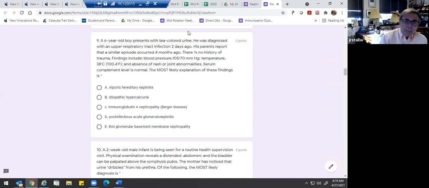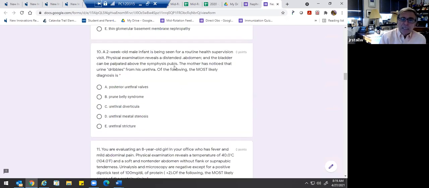Number 10, 2-week-old infant is being seen, routine health, has a distended abdomen, bladder can be palpated. The mother's noticed that urine dribble. Well, here, dribbles is the key word. And a 2-week-old newborn who dribbles, just don't even go any further. That's the posterior urethral valve. And a lot of y'all miss that.